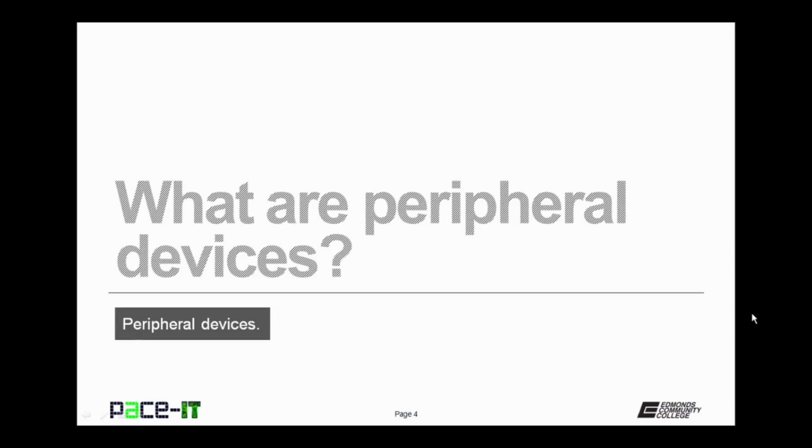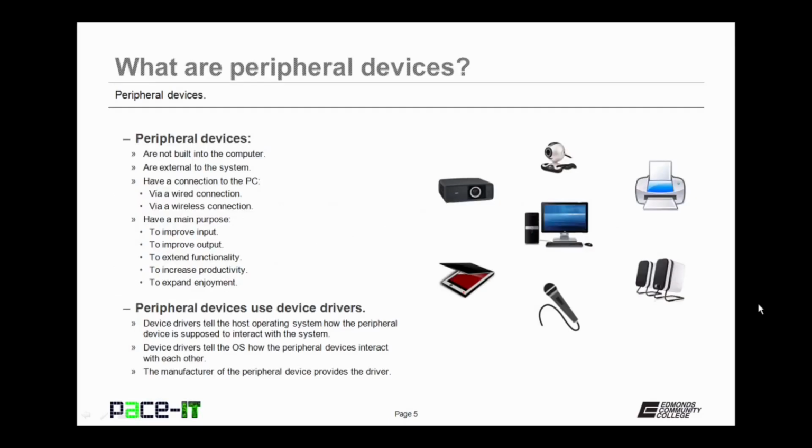So, what are peripheral devices? Well, peripheral devices are not built into the computer. They are external to the system. They have a connection to the PC, either via a wired connection or via a wireless connection. They have a main purpose: to improve output, to improve input, to extend functionality, to increase productivity, or to expand the enjoyment of the system.